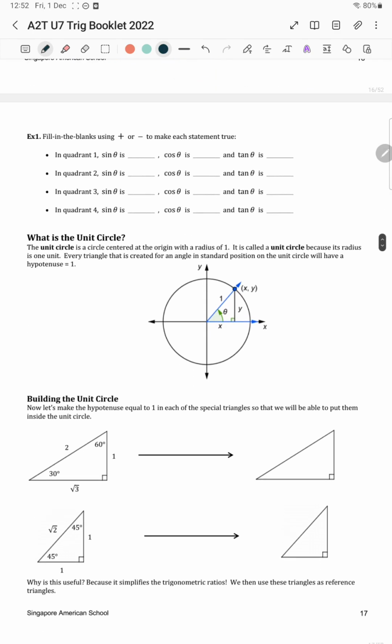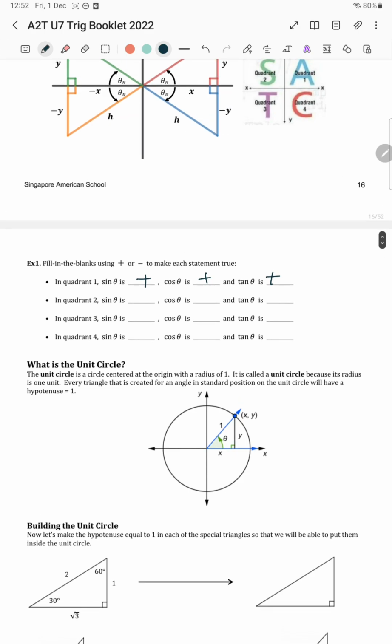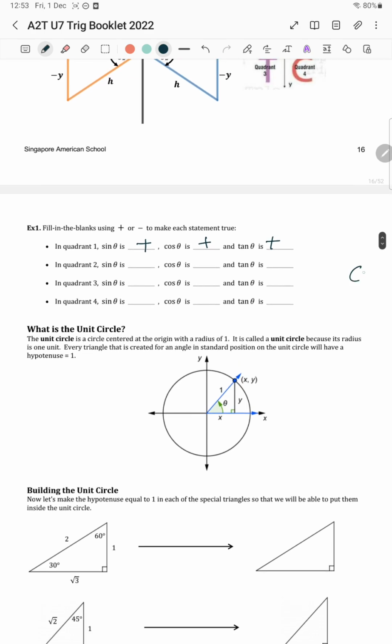In quadrant 1, sine theta is positive. So it means in the first quadrant, everyone is positive. In the second quadrant, what we have is CAST. Okay, in quadrant number 2, sine theta is positive and the rest are negative. Quadrant number 3, tan theta is positive, rest are negative. Quadrant number 4, cos theta is positive, rest are negative.